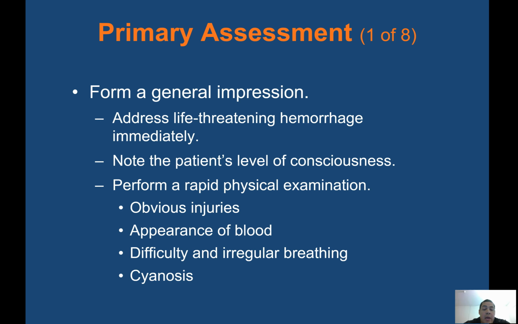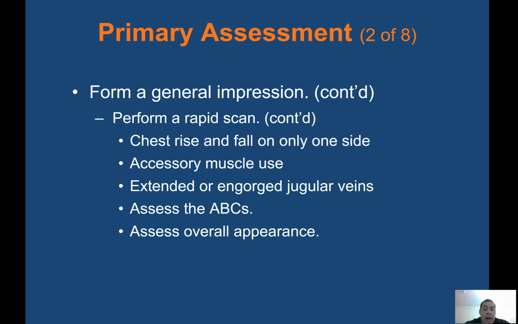Address life-threatening hemorrhage immediately. Note the patient's level of consciousness. Perform a rapid physical examination. Obvious injuries, appearance of blood, difficulty or irregular breathing, cyanosis. Perform a rapid scan. Chest rise and fall on only one side. Accessory muscle use, extended or engorged jugular veins. Assess the ABCs. Assess overall appearance.